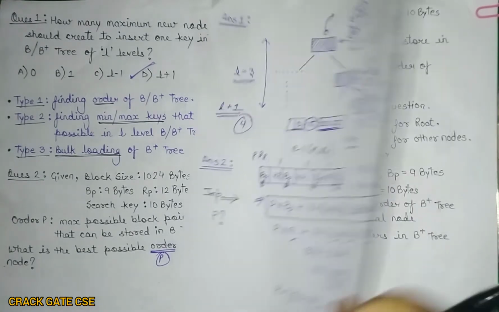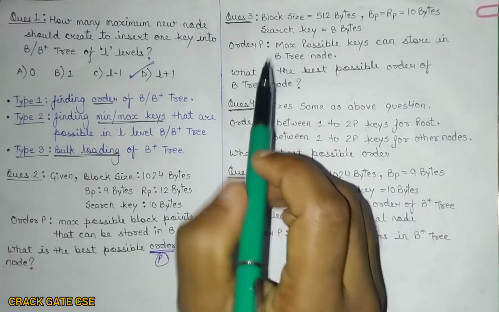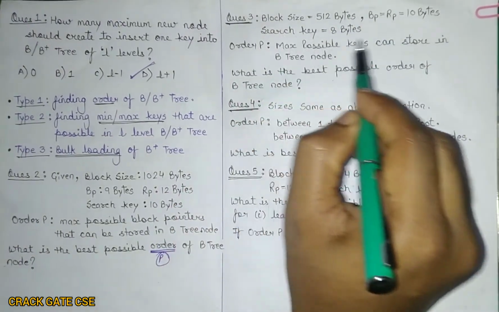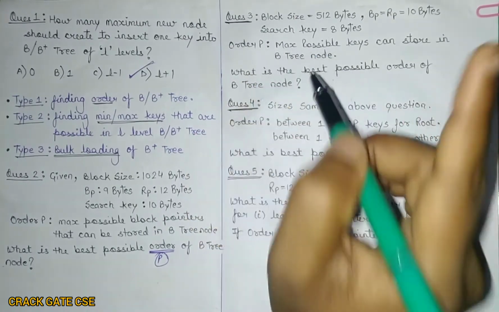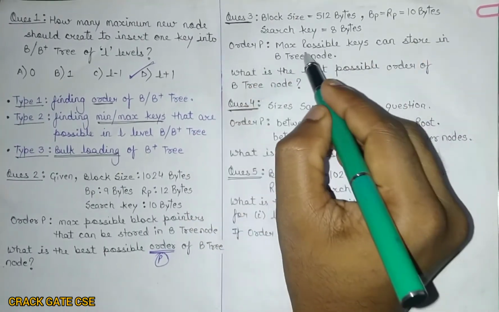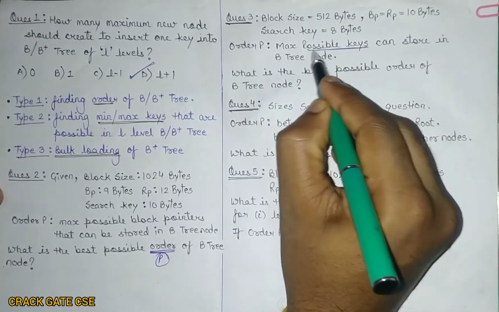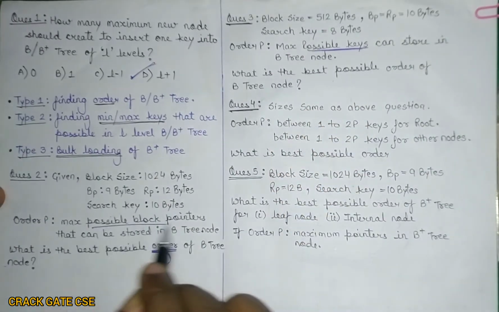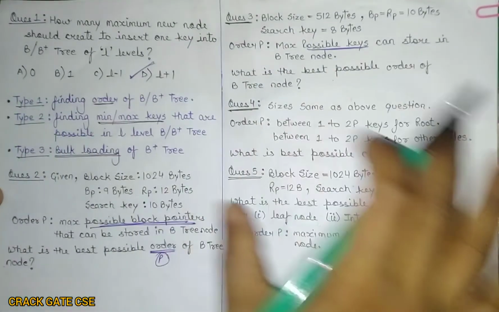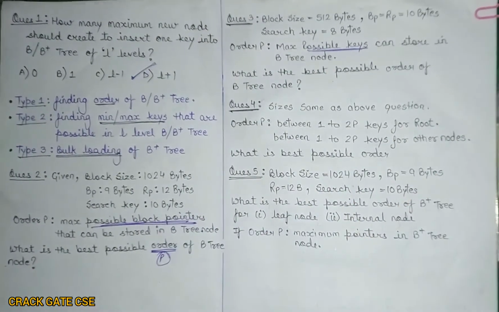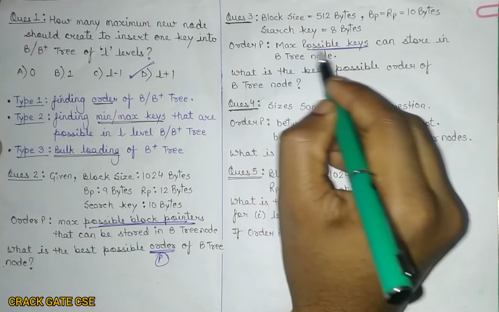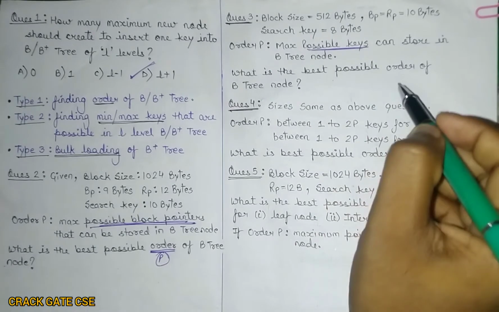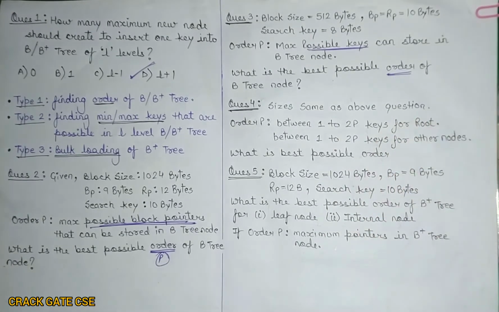So this is how you can find the answers to such questions. Now let's quickly move on to the third question. This information is given, along with the order being P. Notice here that order P is the maximum possible keys, whereas earlier it was the maximum possible block pointers. We'll be discussing all the variations of these questions; you just have to watch this video to get a grip. Here we talk about the maximum possible keys, and we have to find the value of P.